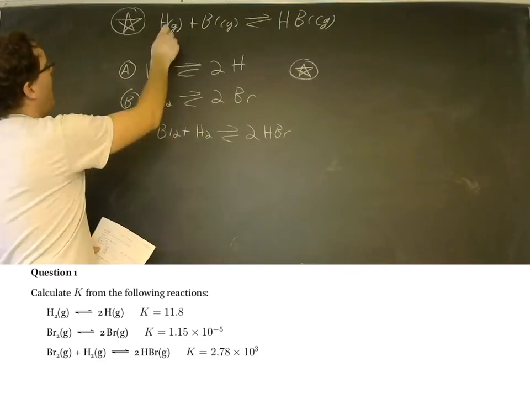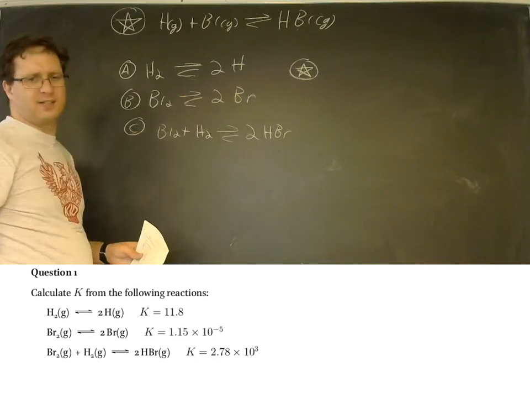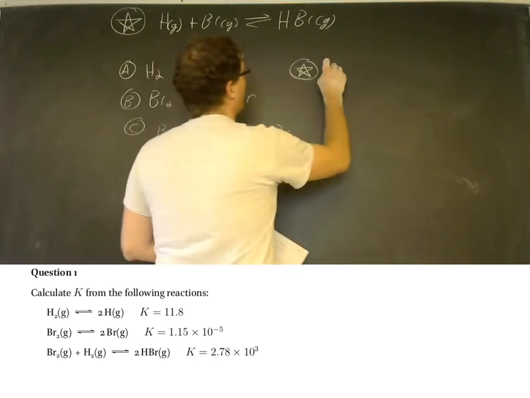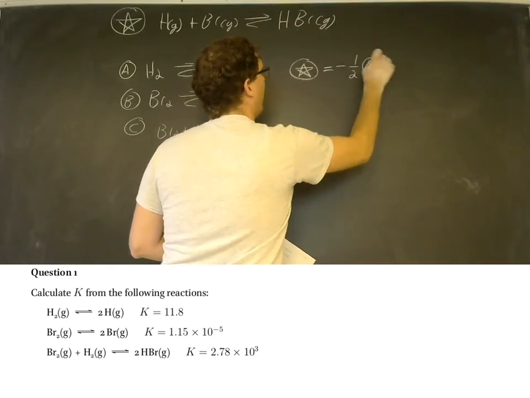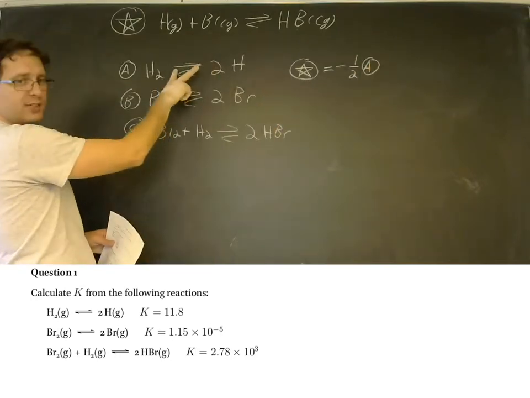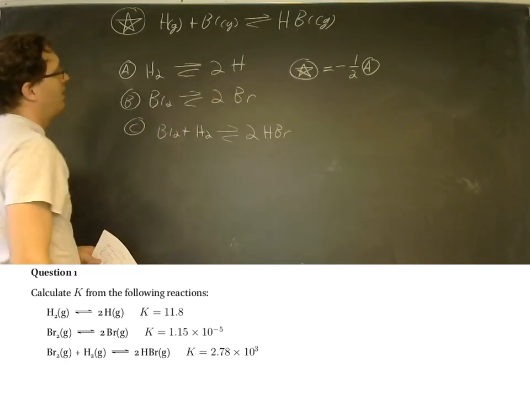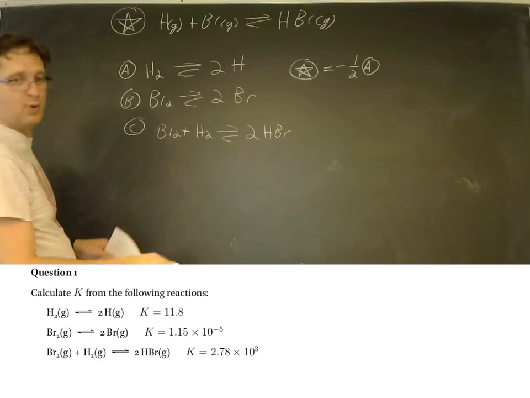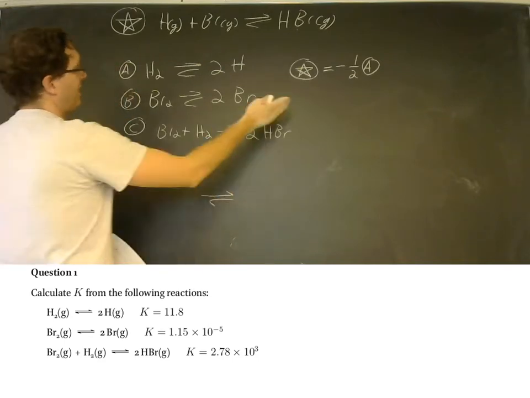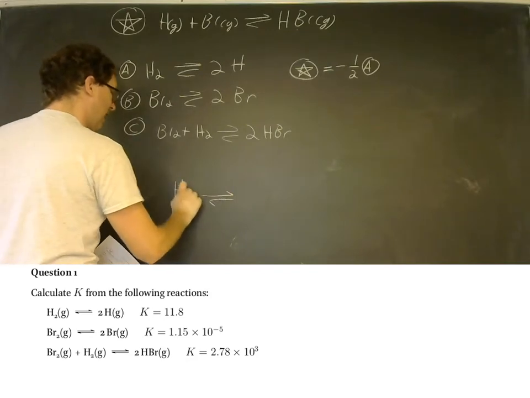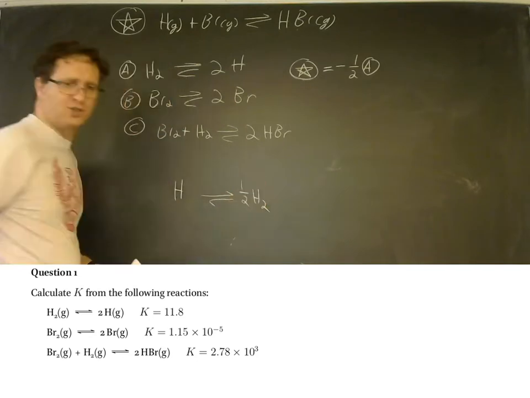I need a hydrogen on the reactant side. The only hydrogen I see is in reaction A, and it's on the product side. So I'll say negative 1/2 A. The negative will reverse it, and the 1/2 will change that from a 2 to a 1. We can keep track of everything down here. Once I've taken 1/2 A, I will have hydrogen on this side and 1/2 H2 on that side.